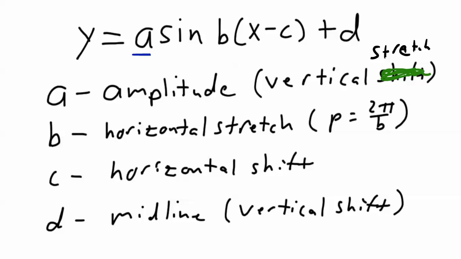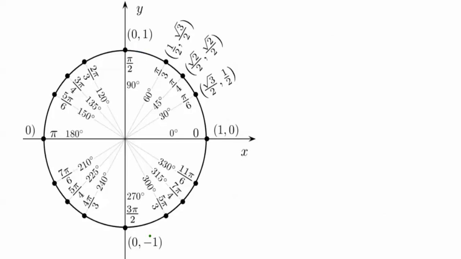Second one is your B value, which is new. We're going to talk about that one in just a minute. That's called a horizontal stretch. Notice that's a multiplier to the x versus the A, which multiplies the y. Thirdly, we have this horizontal shift. That's our C value. That's going to move the graph left or right. And then lastly, we have our plus D. That's going to be our vertical shift. That affects the midline of the graph. All right, so let's take a look at this new one, this B value.